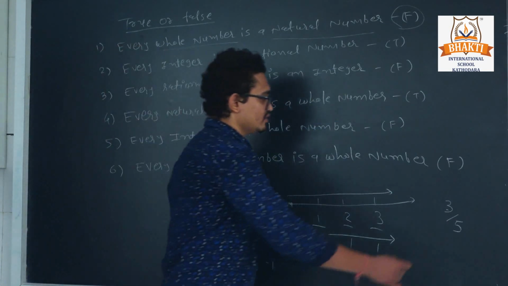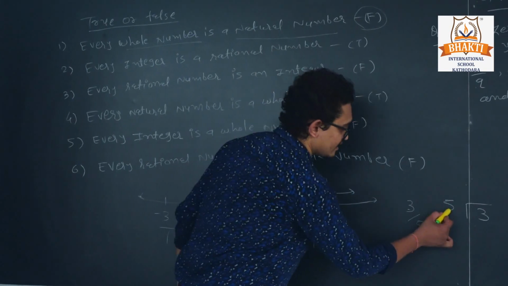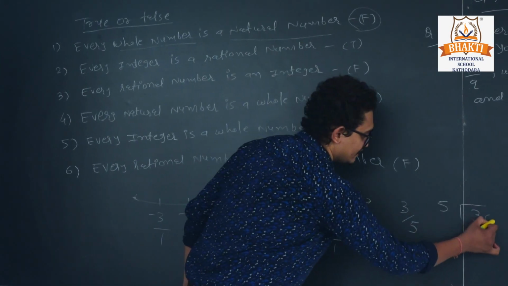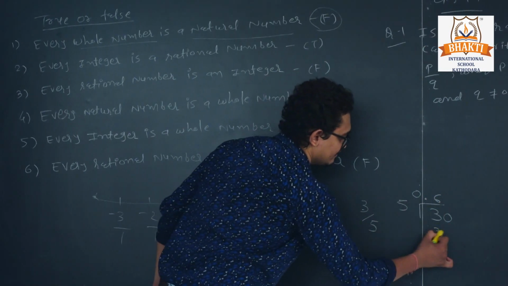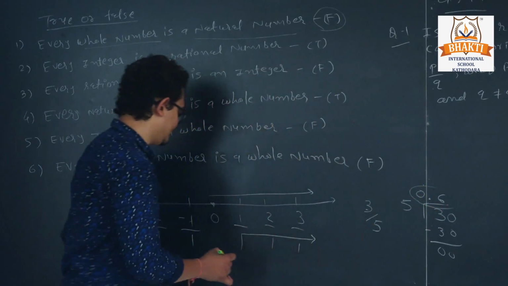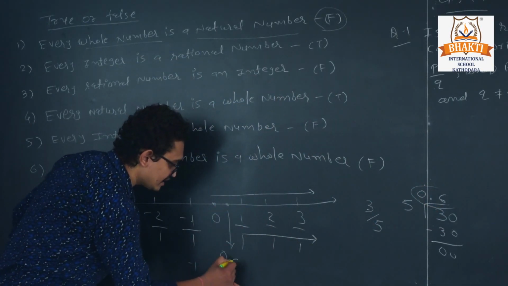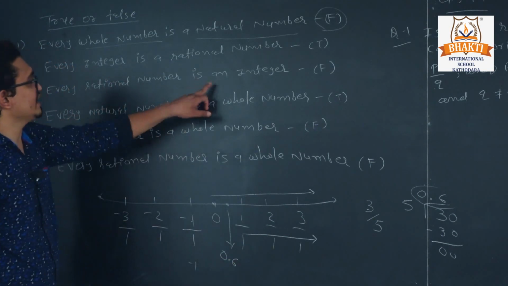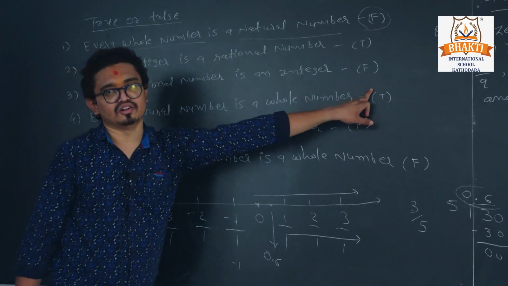Why? Suppose we divide it. Here 3 is lesser than 5, so here we put 0. Here we put a decimal point, and 5 sixes are 30. So what is its answer? 0.6, and 0.6 is included among rational numbers, but 0.6 is not an integer. So the third statement is false.